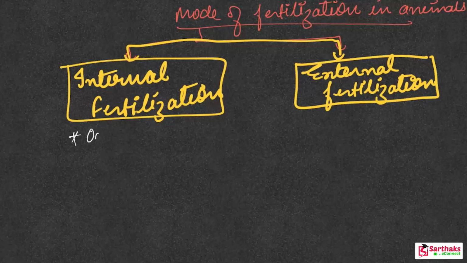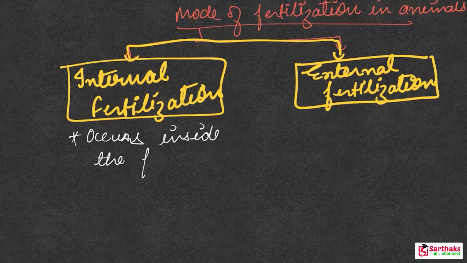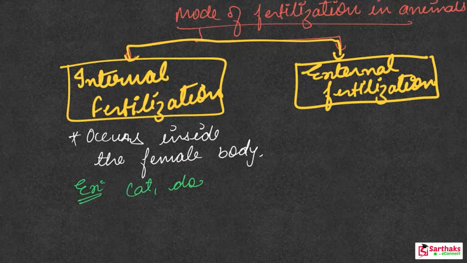Got it? So it occurs inside the female body. This is known as internal fertilization, and it is very common in dogs, cats, and human beings. Actually, in mammals, including human beings, birds and reptiles, the fertilization is always internal.